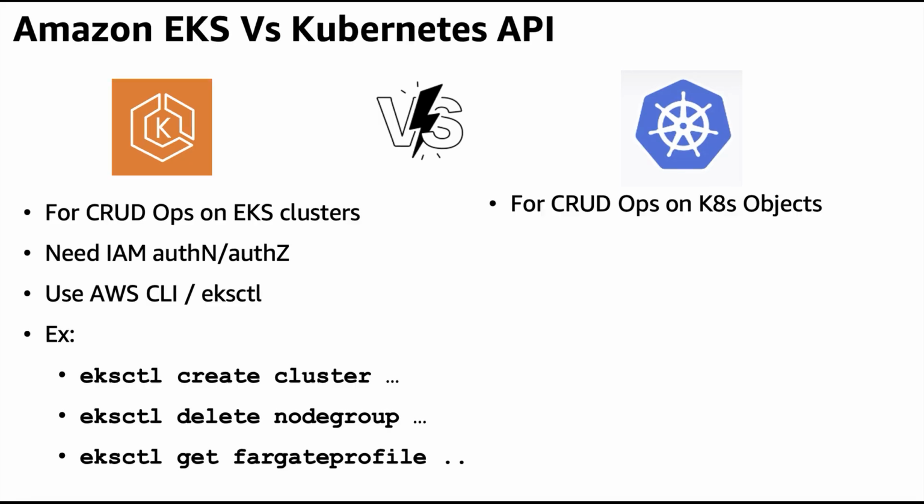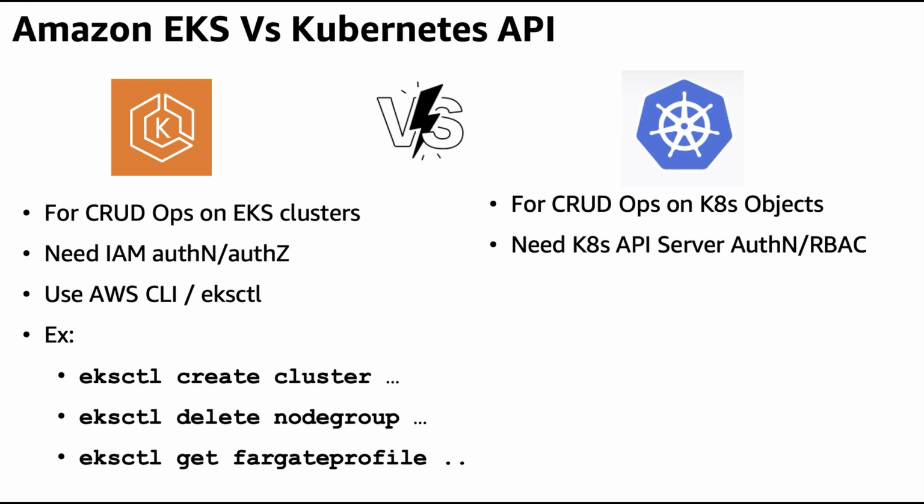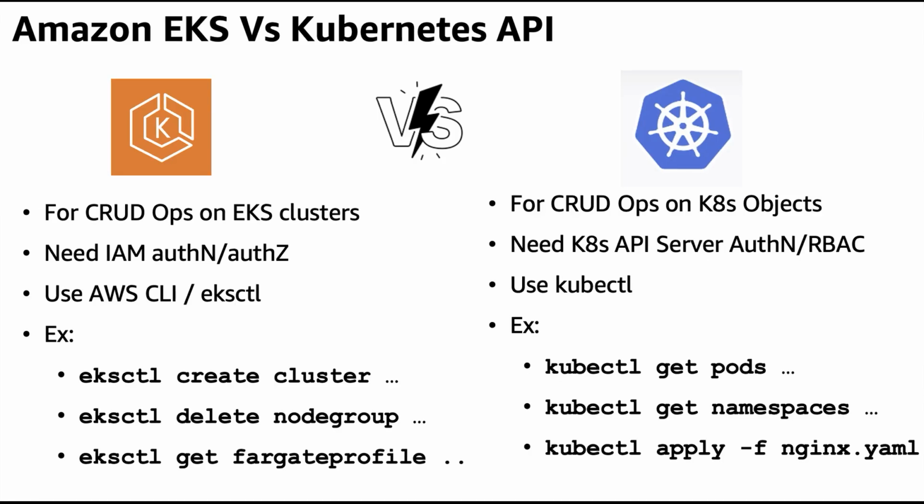You use the Kubernetes API for managing the lifecycle of Kubernetes objects such as pods, deployments, and namespaces. You need to authenticate with the Kubernetes API server and authorize with RBAC. You can use tools like kubectl to manage the Kubernetes objects lifecycle. Here are some example commands.